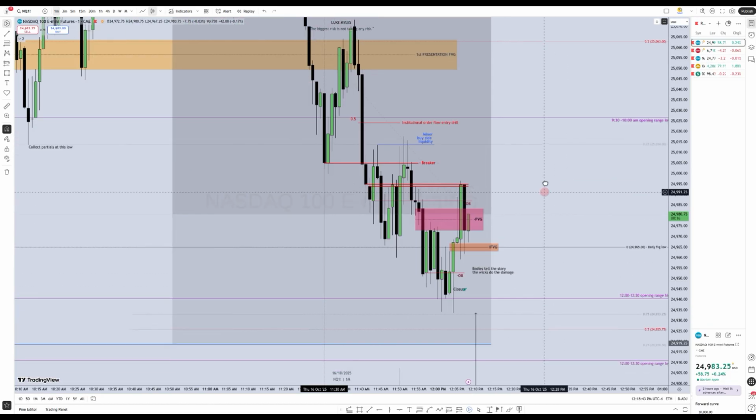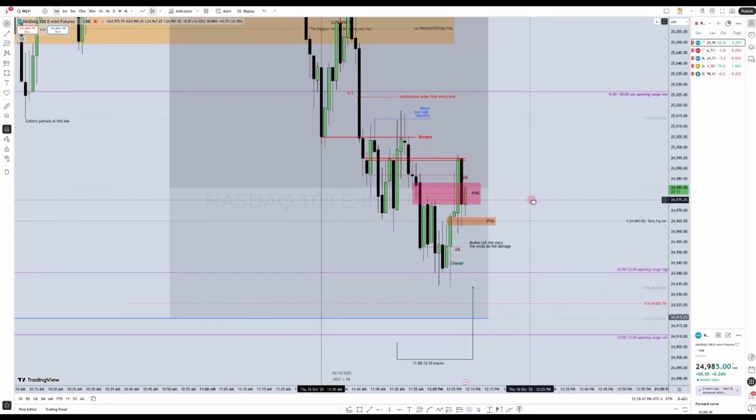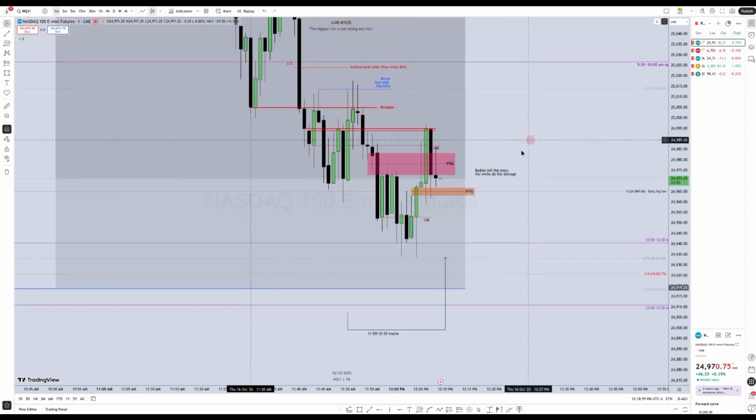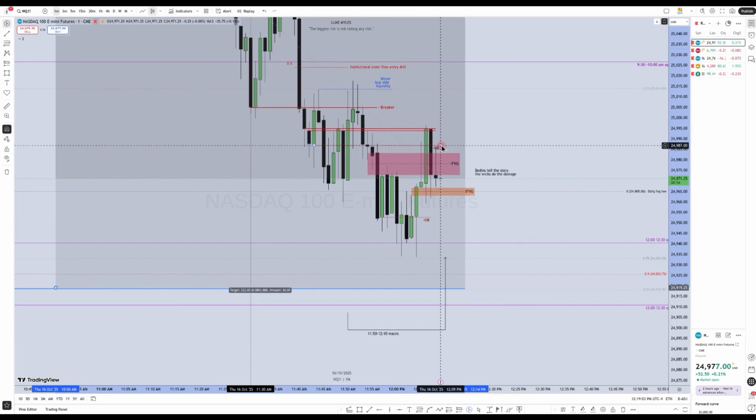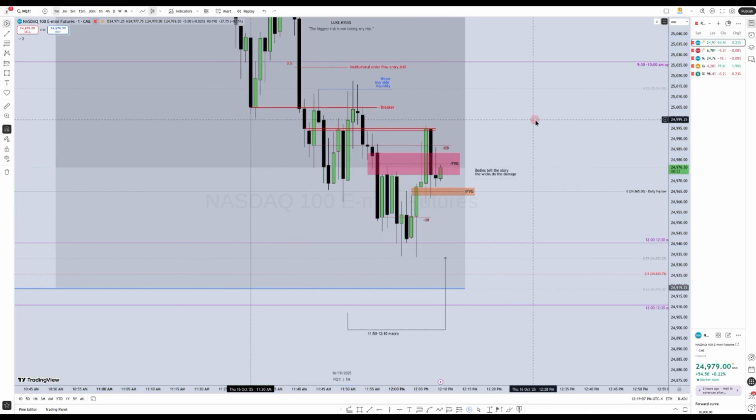So that's the trade, as you can see zoomed in, and we are trading back into the order block. Remember, the bodies are telling the story, the wicks are doing the damage, not the volume imbalance right there. It holds a lot of significance to price.